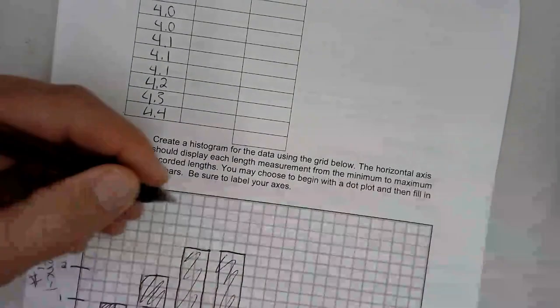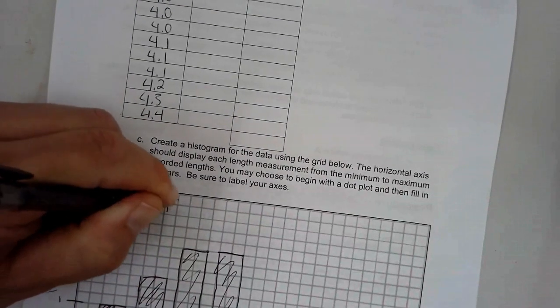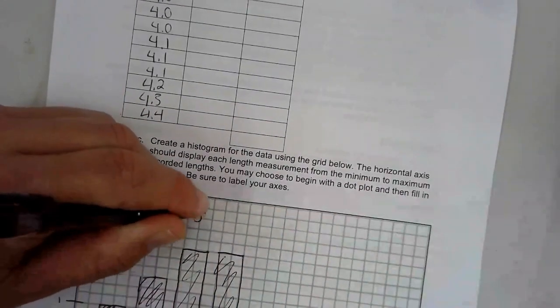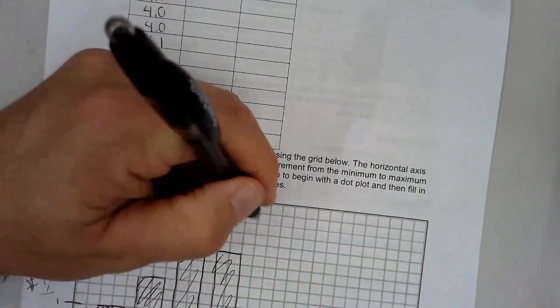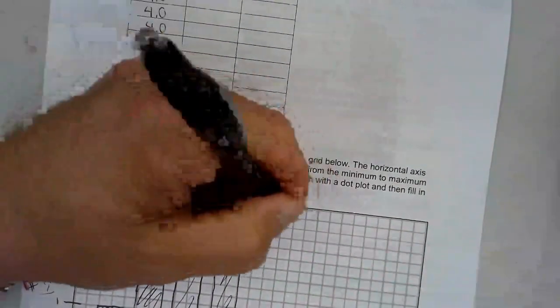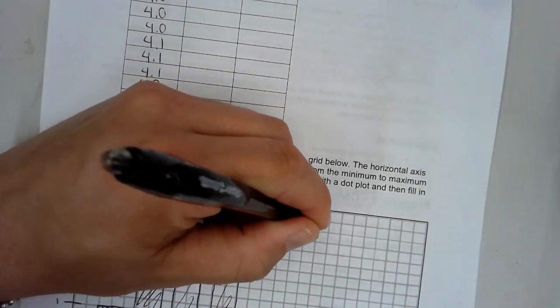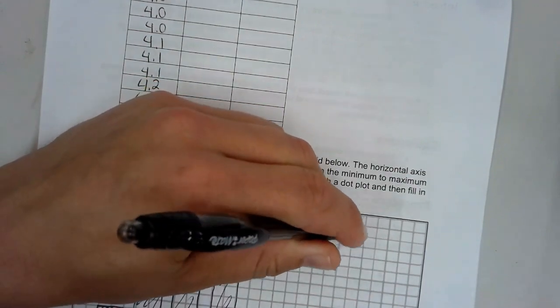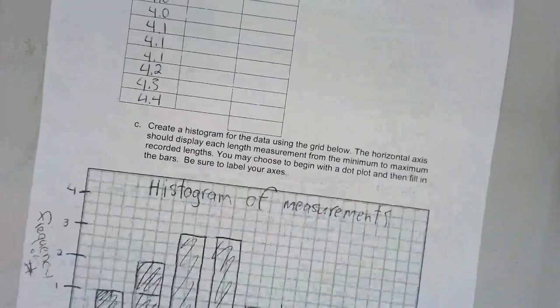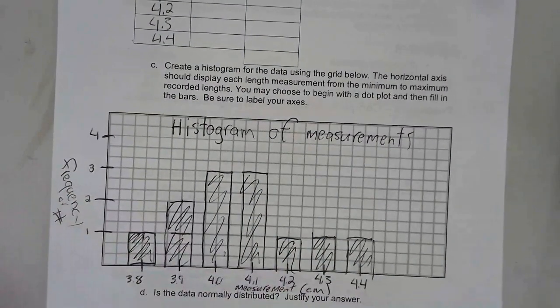All right. It's okay to title it histogram of, in this case, measurements. All right, and that right there is a histogram.